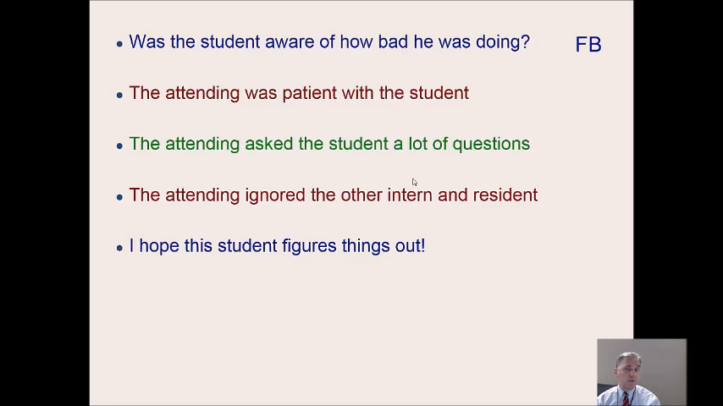The attending was patient with the student. Patience, not interrupting. This has to do with helping the student address their limitations, and so we're going to place it in the category of learning climate. The attending asked the student a lot of questions. Well, that's clearly evaluation. When you're asking a lot of questions to figure out what someone knows, you're evaluating them. The attending ignored the other intern and the resident. Well, if they're not involved, that's a learning climate issue. It could also be a control of session or a conduct of session issue if they're not involved in the agenda. But people not being involved is usually a matter of the learning climate. The final comment, I hope this student figures things out.